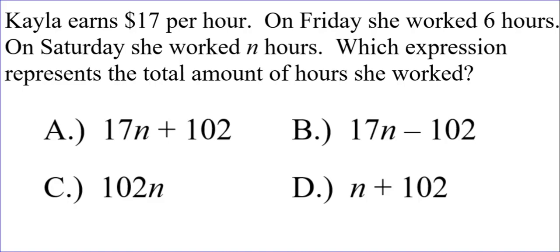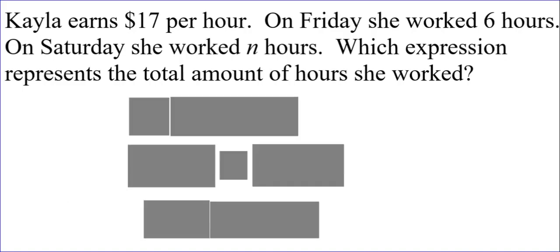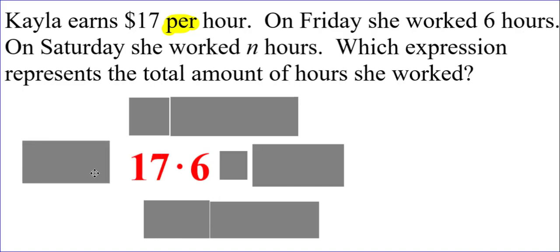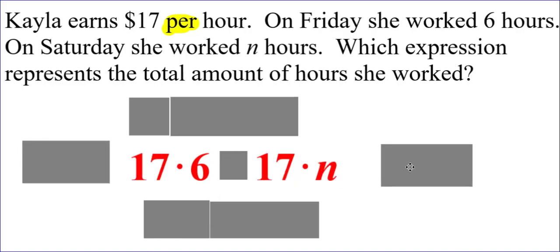Kayla earned $17 per hour. On Friday, she worked 6 hours. On Saturday, she worked N hours. Which expression represents the total amount of hours she worked? All right, kind of like the word each, we have the word per. And we've learned before that the word per, kind of like the word each, is the idea of multiplication. So $17 per hour means 17 times the hours. Well, on Friday, she worked 6 hours, so that's 17 times 6. On Saturday, she worked N hours, so that's 17 times N.